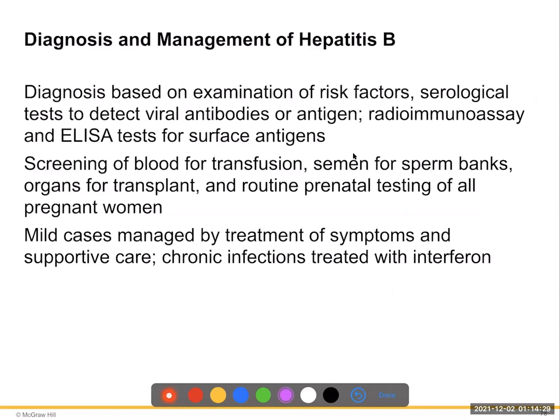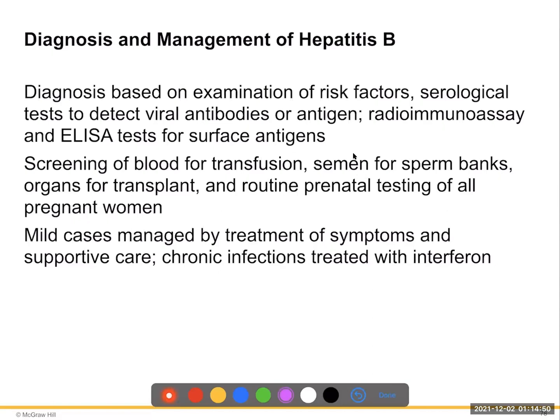Diagnosis. It examines your risk factors. Also, serological tests check the blood for the detection of antibodies and antigens, radioimmunoassays, or the ELISA test for surface antigens. Screening of blood for transfusion, semen for sperm banks, organs for transplants, and routine perinatal testing of all pregnant women. These are the ways we diagnose and keep track of hepatitis B.